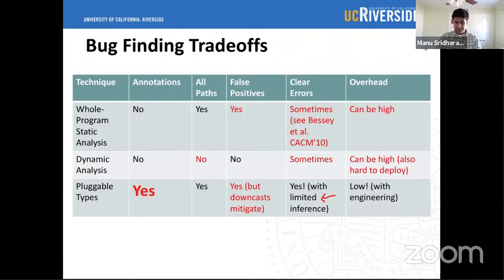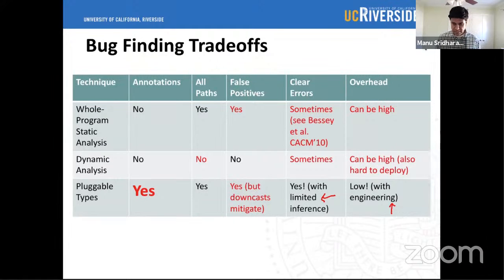Now this assumes you're not doing things like whole program inference, which we don't really do in the techniques in this talk. If you did do whole program inference, then you start running into the same issues that you do with whole program static analysis. The other thing is that, again, if you're doing limited global inference, your overhead can be quite low. This requires some proper engineering of your tool, but the overhead should be on the order of the same cost it just takes to compile the code, which is much, much lower than a whole program static analysis.